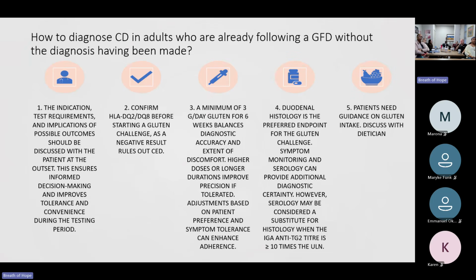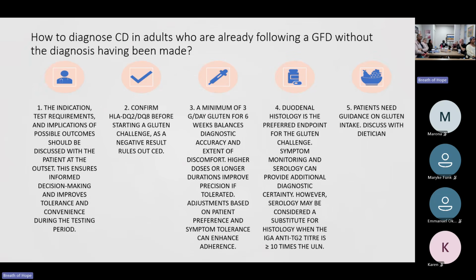Also important, just confirm the HLA-DQ2 and 8 before starting the gluten challenge, because a negative result likely rules out your celiac disease. Then a minimum, as I said, of 3 grams per day of gluten for 6 weeks has been shown to balance the diagnostic accuracy and the extent of discomfort for patients. So higher doses or longer durations improve precision, but that's only if it's tolerated by the patient. And adjustments based on patient preference and symptom tolerance can also enhance adherence.